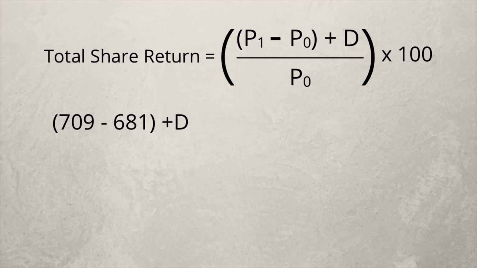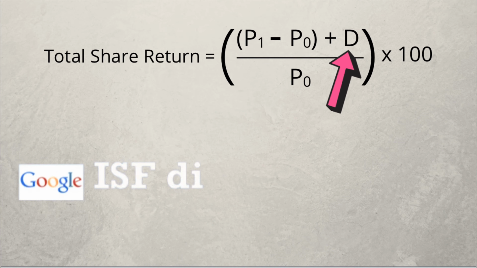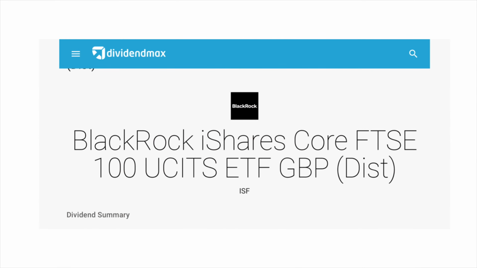So now we have 709 pence minus 681 pence. The next step is to find D, that's the total dividends paid in the last 5 years. To do this, we simply Google the name or code of the company or share and put dividend max on the end of our search. This will take you to the Dividend Max website and give you all the necessary information you need.